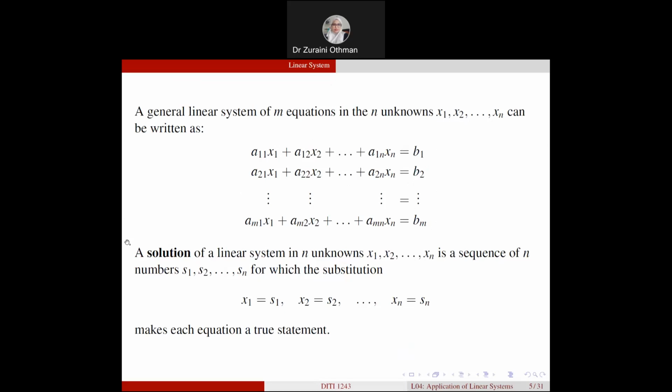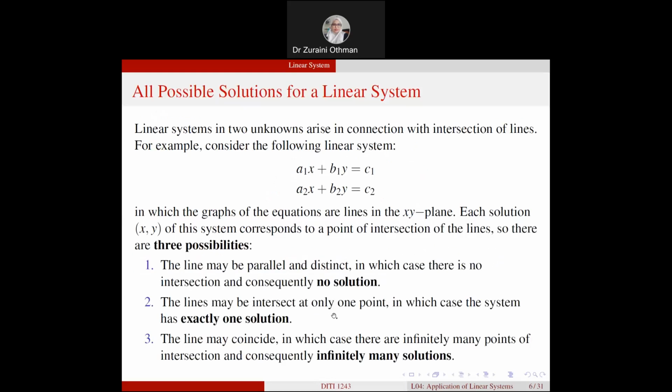And the solution of a linear system is an unknown value, which is, we want to solve a linear system to get the unknown values, the x just now. Nak tahu dia apa. Okay, so it is like in a sequence of s1, s2 until sn. Ni kamu dah tahu sebenarnya. All possible solutions for a linear system.